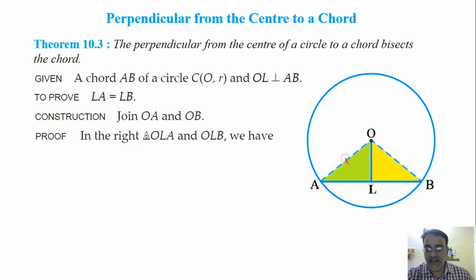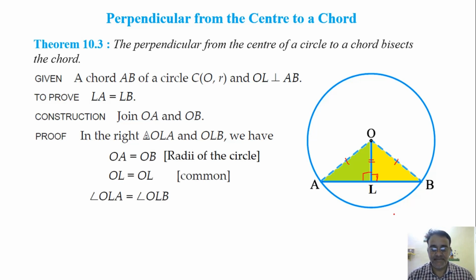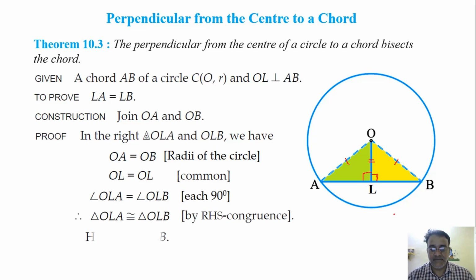How? OA is equals to OB. Why? Radii of the circle. Very good. And these two angles are equal. Why? Each 90 degrees. And OL is equals to OL, common. So these two triangles are congruent by which criteria? RHS criteria. Right, very good. RHS criteria. Okay. So AL is equals to BL, or LA is equals to LB, by CPCT.